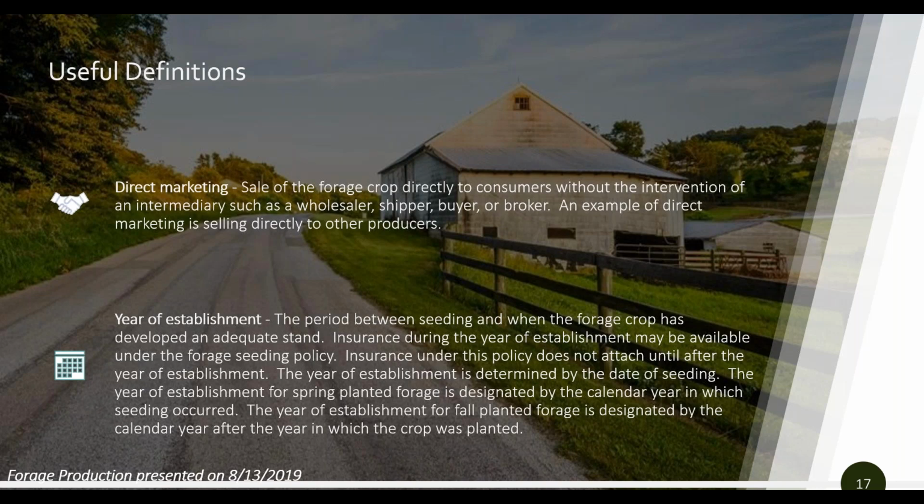And the year of establishment for fall planted forage is designated by the calendar year after the year in which the crop was planted. So it's August, and if we're seeding any alfalfa right now, which is after July 1, it meets the definition of fall planted, so our year of establishment doesn't actually occur until 2020.